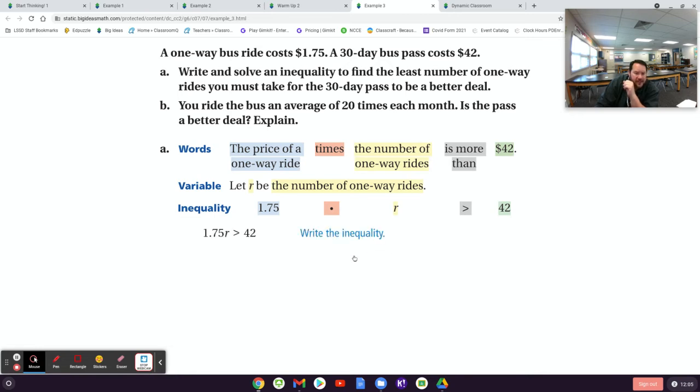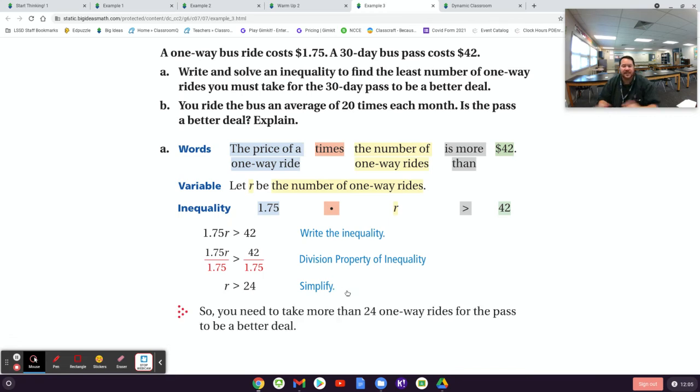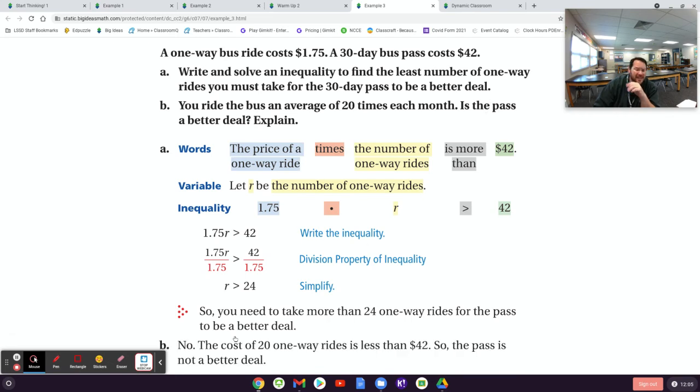All right, so you're going to divide each side by 1.75, and 42 divided by 1.75 is 24. It is 24 rides. That's like the difference. So any more than 24 rides, and it's better just to get the bus pass. If it's less than 24 rides, then it's better to buy the one-way tickets. So you ride the bus an average of 20 times each month. Is the pass a better deal? No, the pass is not a better deal, because the cost of 20 one-way rides is less than 42 bucks.